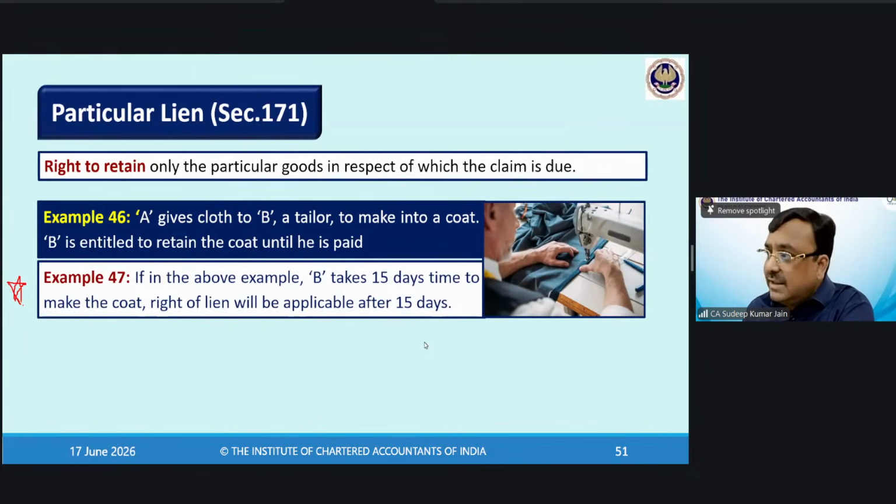पॉइंट नंबर 3, एग्जाम्पल 25 पढ़िए। क्या था कि अगर गुड्स में कोई इजाफा हो रहा है, कोई बढ़ रहा है, तो वो बेनिफिट भी बेलर का होगा। एक्स ने गाय दी वाई को कि भैया 1 महीने रख लो मेरी गाय को, इस बीच में गाय को बछड़ा हुआ तो बछड़ा भी एक्स का होगा, वाई का नहीं होगा। और कौन सा पॉइंट है?